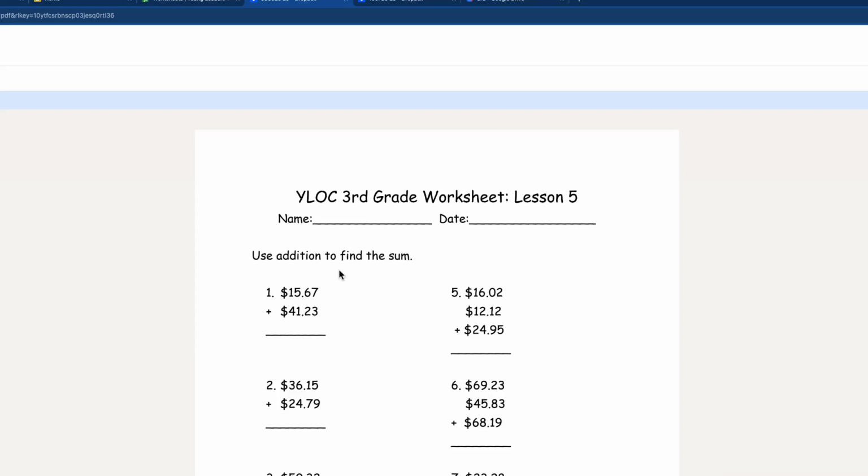Okay, we're gonna start off with some addition here. So use addition to find the sum. So it's basically all money. So we're gonna be involved with some decimals here. We're gonna do 2, 1, 2, and 5 and 6 because each has a different pattern problem.